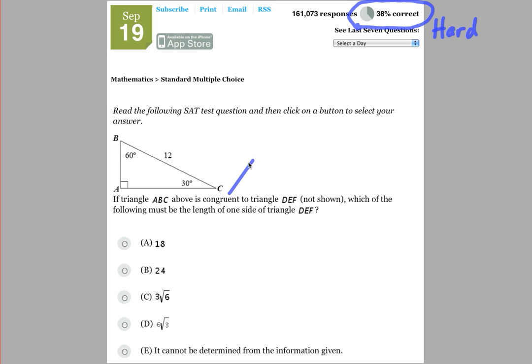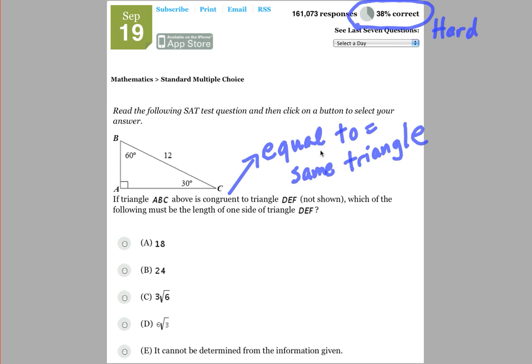Okay, well, first of all, let's start with the word congruent. Congruent basically means equal to. Or you could also just think of it as basically it's the same triangle. Two triangles are congruent, they are the same triangle. Not to be confused with similar triangles, which might not be the same triangle, but they have the same proportions.